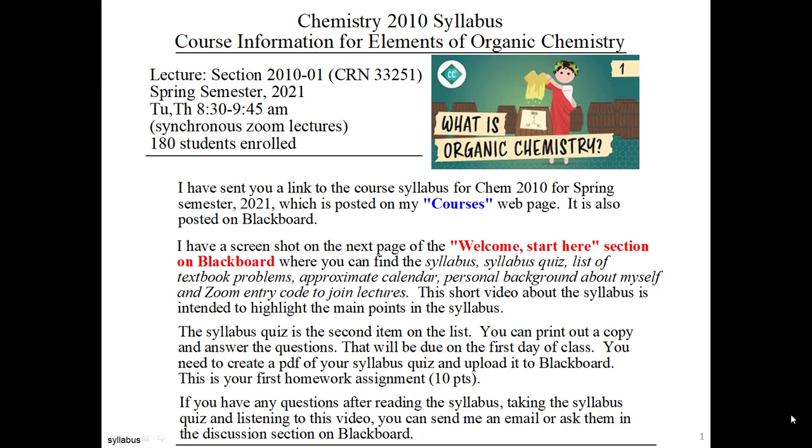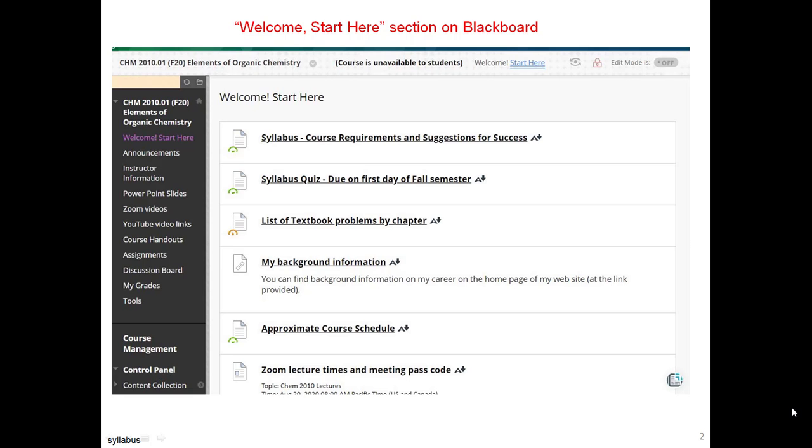If you have any questions when you're going through that, there's a section in Blackboard, a discussion section, so you could put something there, or you can send me an email. Either of those would be okay.